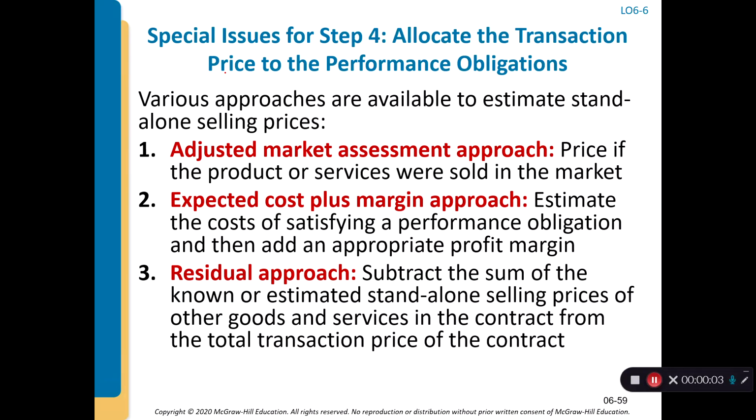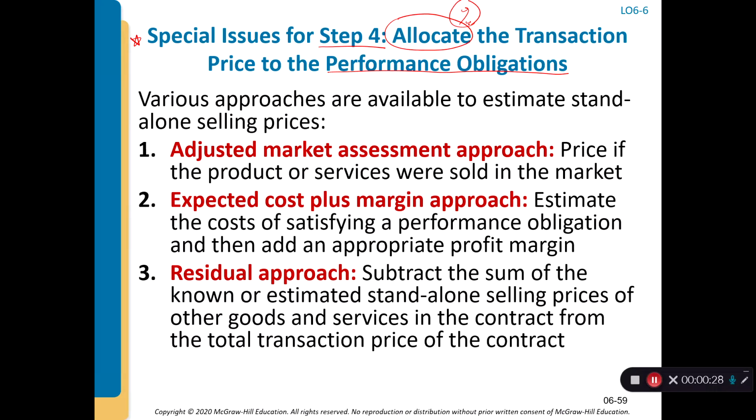Welcome back to chapter 6, and I think we left at the special issue for step 4. The most important thing for step 4 is to allocate the transaction price to the performance obligations, right? And we said that the allocation itself is nothing difficult. The difficulty is deciding the percentage of allocation.